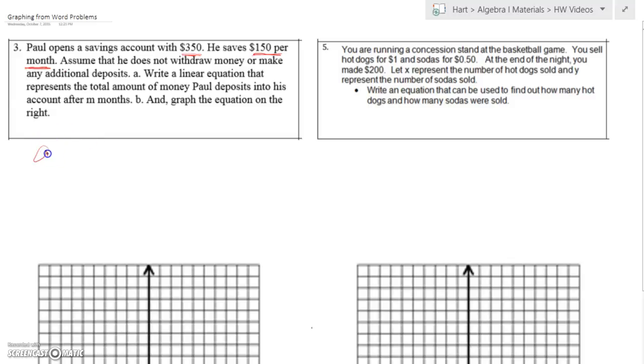So first we have to write an equation that represents the total amount of money Paul deposits into his account after M months. So if he starts with $350 and then every month he puts in $150 more, he's adding money to his bank account. So we're going to have $350 plus $150 every single month, which we call M. So now, that's part A. We have our equation. Now we have to graph it for part B.